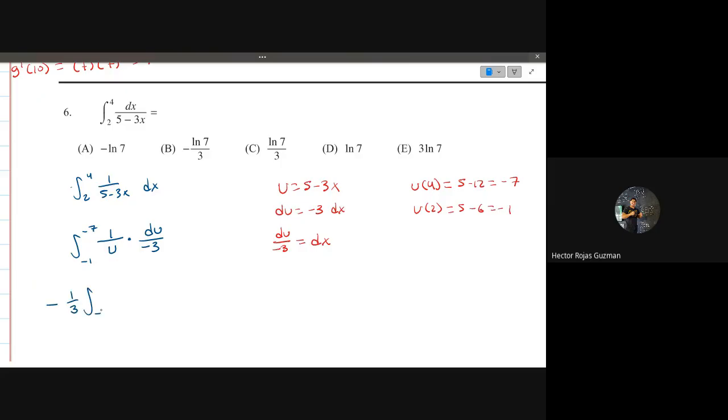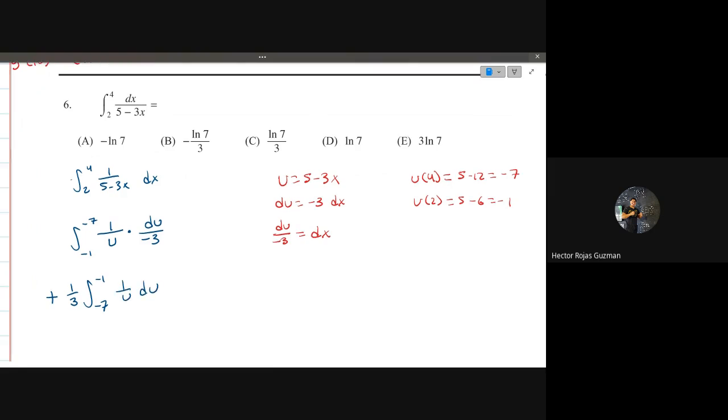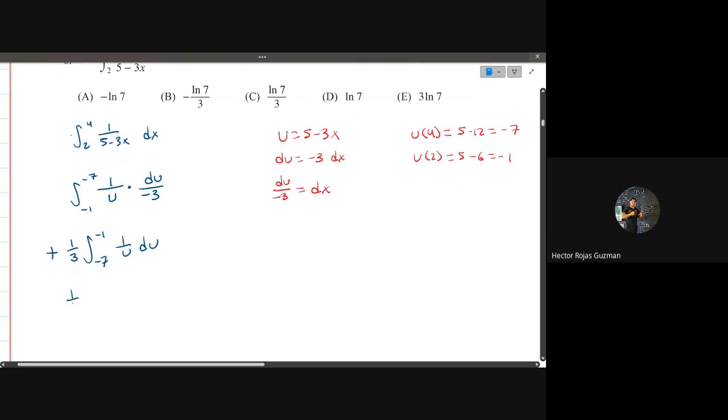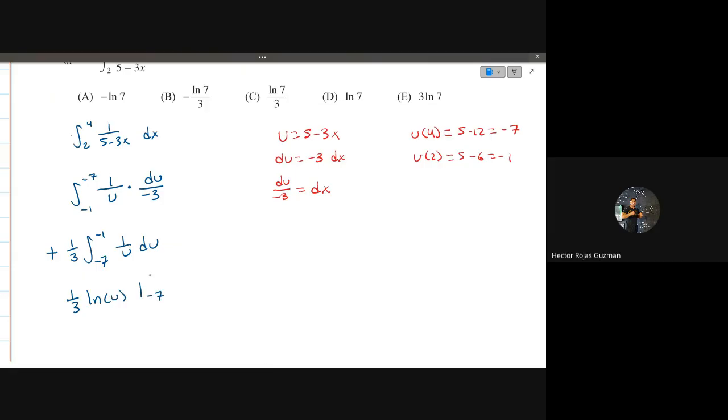But I'm also going to flip my integral. So I got to make it a negative, right? Well, in this case, a positive. My antiderivative is ln of u, evaluated from negative 7 to negative 1, which is 1/3 ln of negative 1 minus 1/3 ln of negative 7.